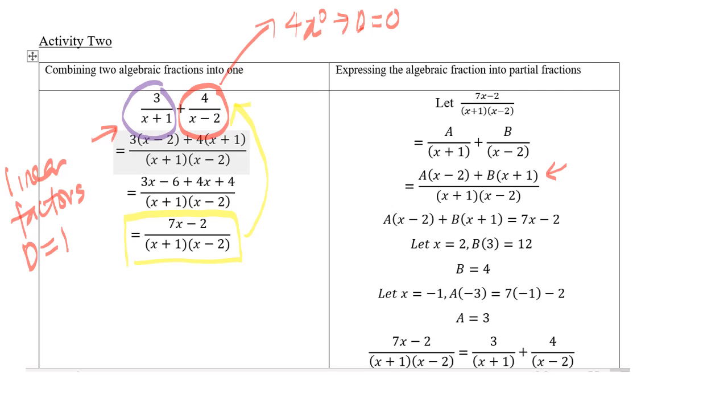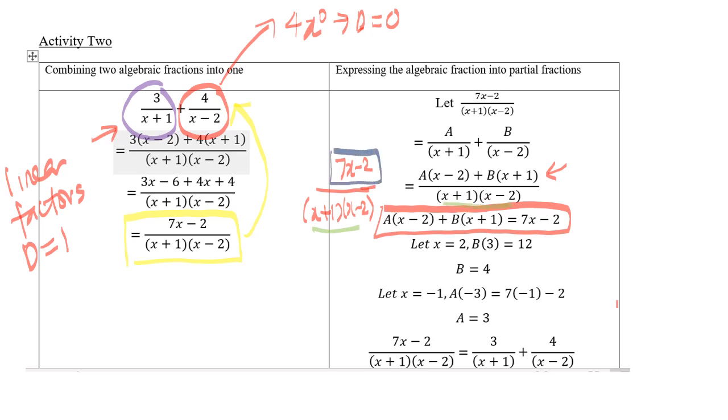What we're going to do is find the 2 unknowns, and this becomes an identity, because what we have here is 7x minus 2 over x plus 1 with x minus 2. You can compare the numerators because now the denominators are the same. Let me highlight it for you. The denominators are the same, so therefore the numerators have to be equal to each other.